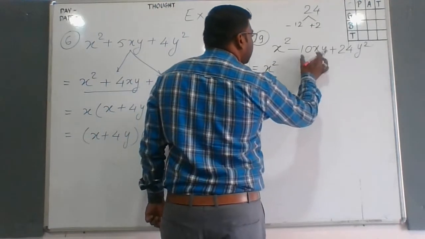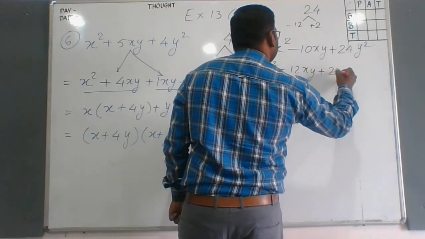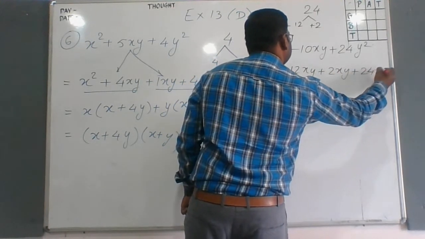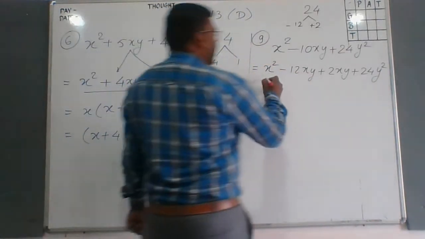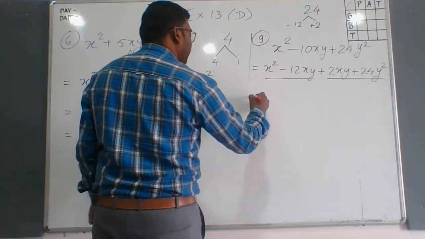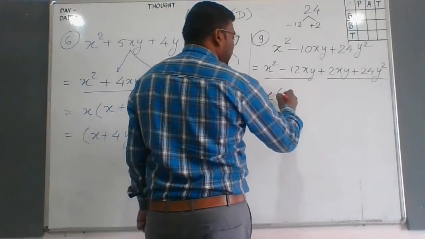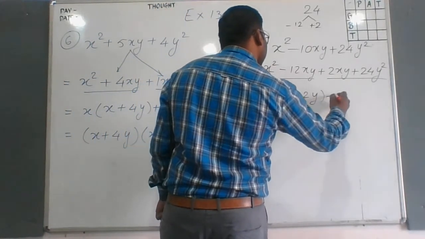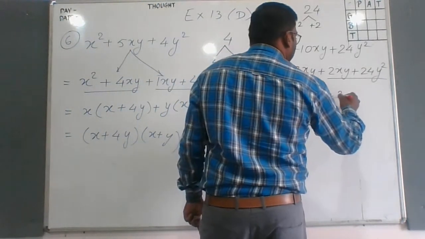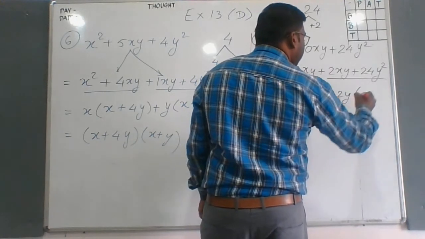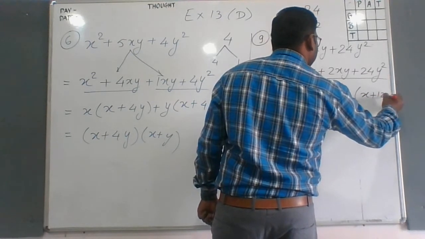So replace this minus 10xy with minus 12xy and plus 2xy. The last term, 24y square, will remain the same. Got it? Take the first two terms. From the first two terms, the common thing is x. So we can write here x minus 12y. Okay. And if we take 2y, then it becomes again x minus 12y.